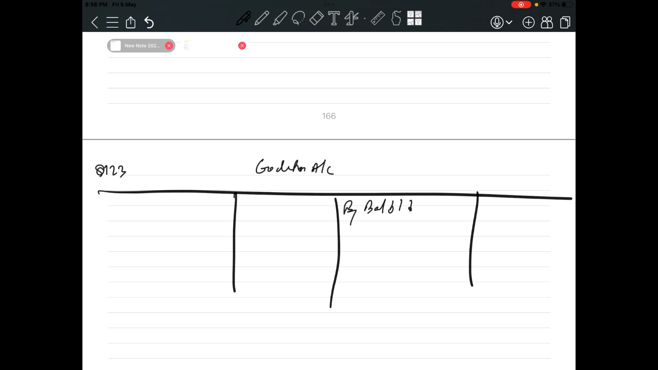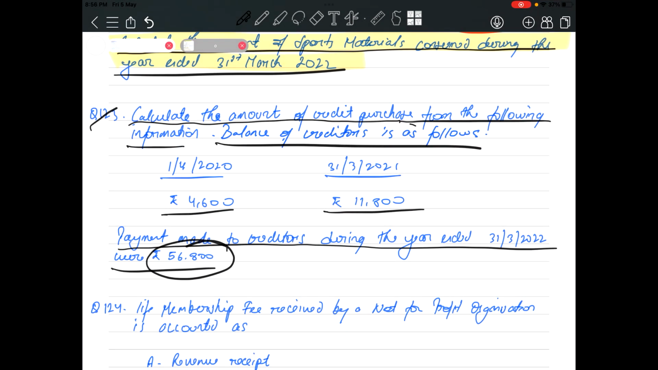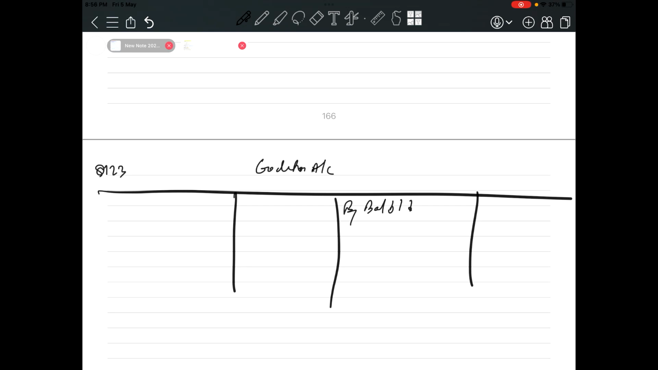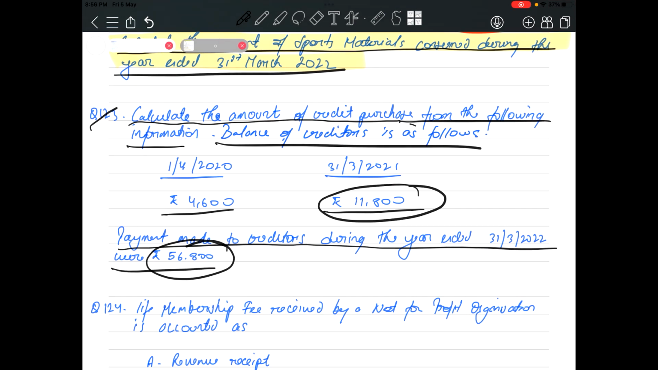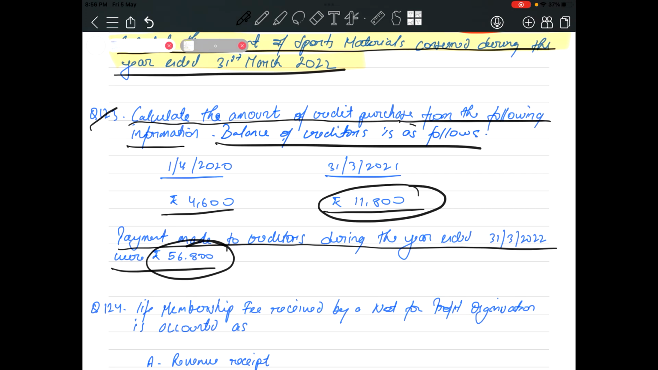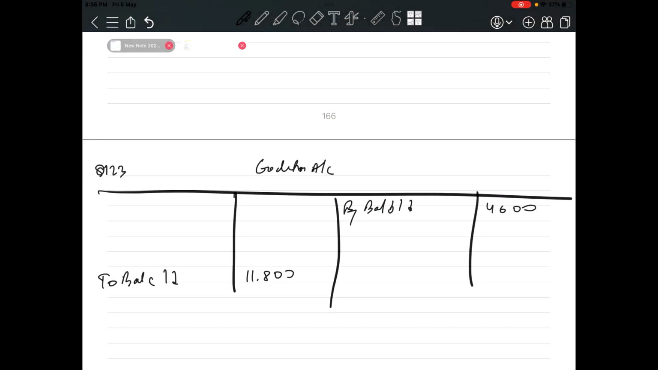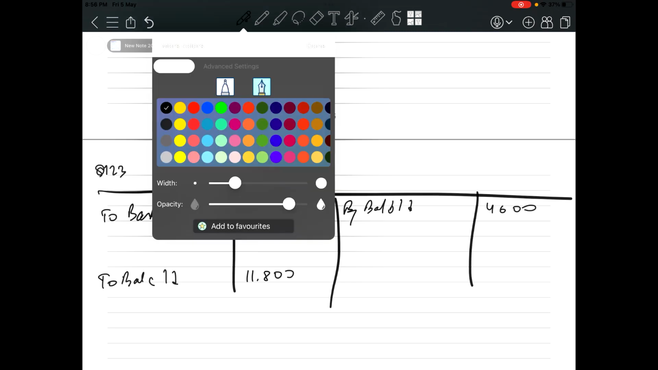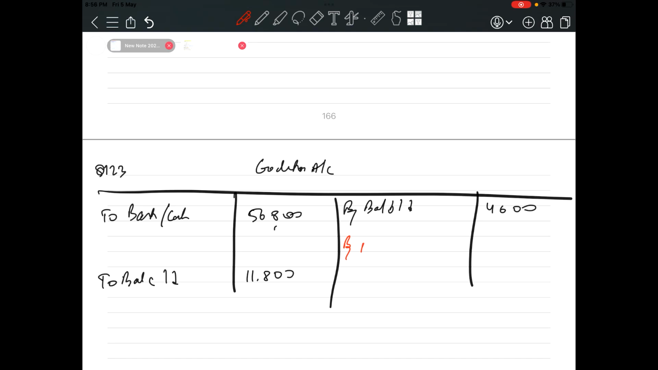See, creditors will have a credit balance, so the opening balance comes here: 4600. And what is the closing balance? Balance c/d is 11800. We have made a payment of 56,800, so the payment will come here by bank or cash. So what will be the value of purchase? The balancing figure will be the purchase.